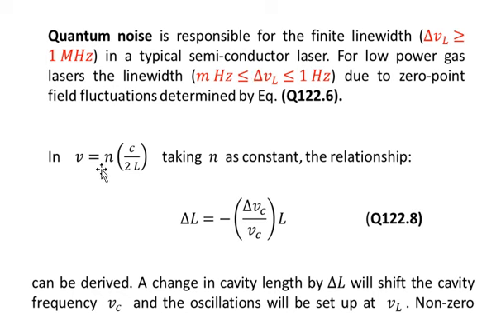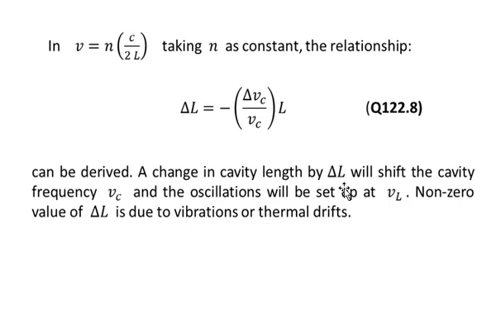Nu is equal to n times c over 2L. You know that this is the condition for a single mode longitudinal operation. So this nu is the single longitudinal mode operating in the laser having a cavity length equal to L, n is some integer value, and c is the velocity of light. If you take n as a constant, the relationship can be used to write that delta L is equal to minus delta nu C divided by nu C multiplied by L.